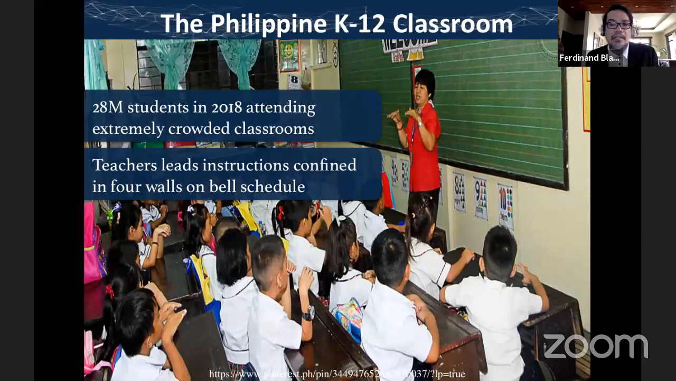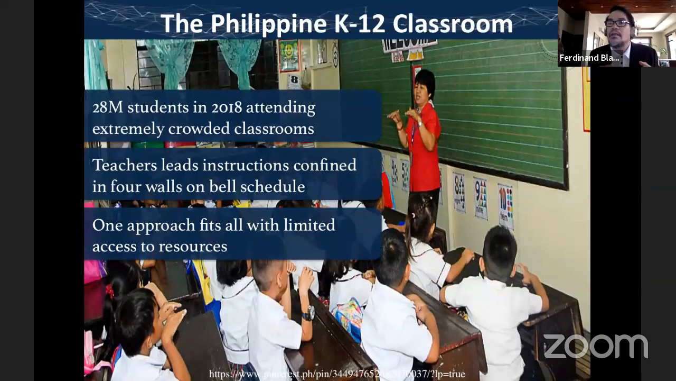He or she would lead instruction confined in the four walls of the classroom on bell schedule. Kring math, kring science. She would give content assessment for all. And the teacher would usually have one approach that fits all with limited access to resources. According to Howard Gardner, we have multiple intelligence. Why is that so? That we are assessing our students similarly without taking into account how they learn.